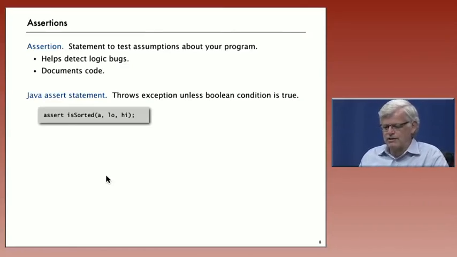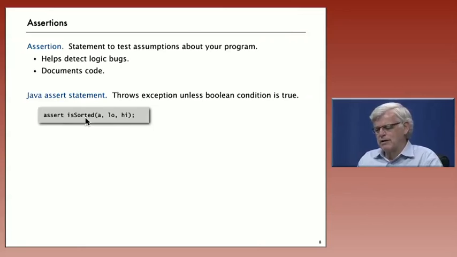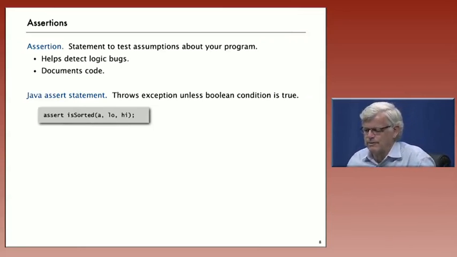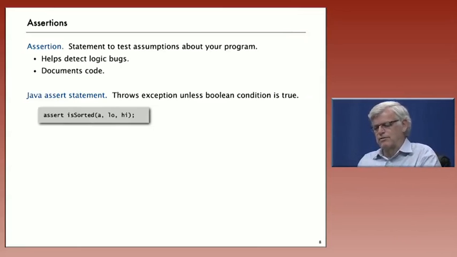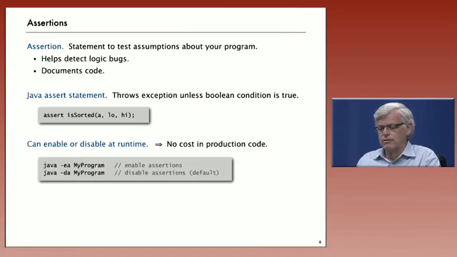In Java, it's just an assert statement, and it takes a Boolean condition. In this case, we're using the method isSorted that we wrote before, which returns true if the part of the array is sorted and false if it's not. And what assert will do is throw an exception unless that condition is true.